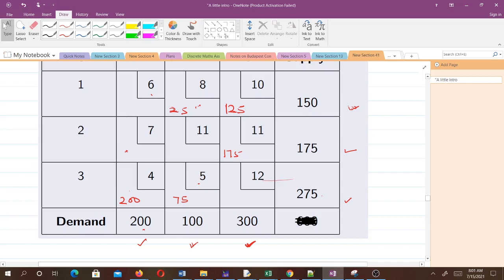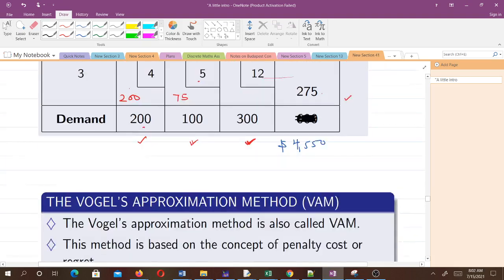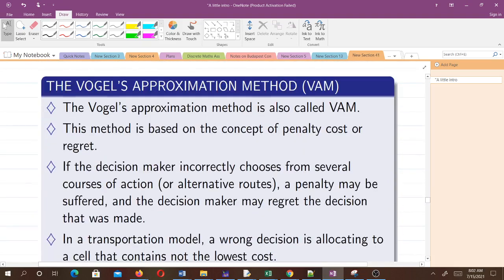Then when we compute the one for the least cost, you are going to get 8 times 25 plus 10 times 125 plus 11 times 175 plus 4 times 200 and plus 5 times 75, and that will give us $4,550. So now we go to the Vogel's approximation method, the VAM.